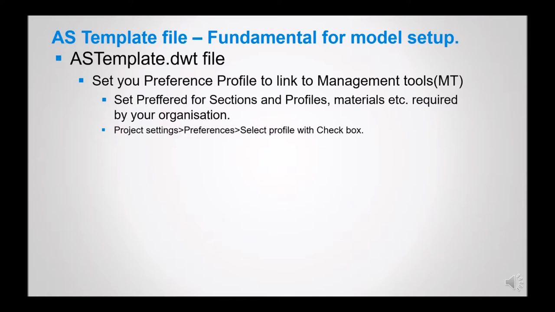So another element of Advanced Steel is to do with the preference profile that links to the management tool system. This is neglected a lot of the time. People don't look at it, don't realize that it's there. So when you go and create objects inside Advanced Steel, you'll see in the dialog box that sometimes the list is filtered out to show certain things. With the system, this comes with a standard install for either the US, the UK, Australia, etc. There'll be a country-based profile.